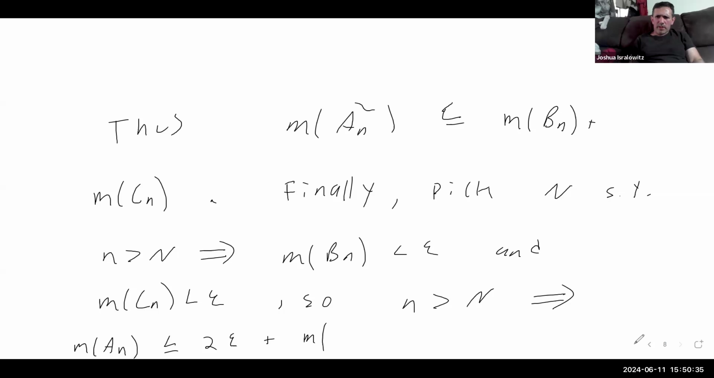Yeah, and we said An, well, it was An tilde. And we cleverly got that this is less than or equal to 2 epsilon plus these two. And that's less than epsilon.